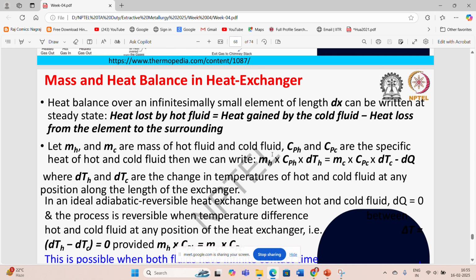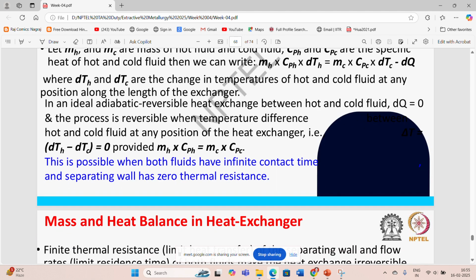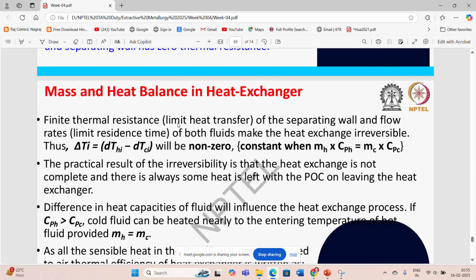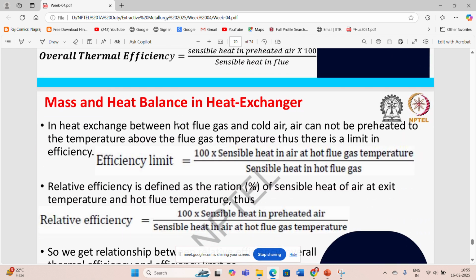When we talk about mass and heat balance in any heat exchanger, the heat balance over an infinitesimally small element of length dx can be written at steady state: heat lost by the hot fluid equals heat gained by the cold fluid minus heat loss from the element to the surroundings. Based on these, we can calculate the mass and heat balance in heat exchangers. Okay, so this is a similar thing.